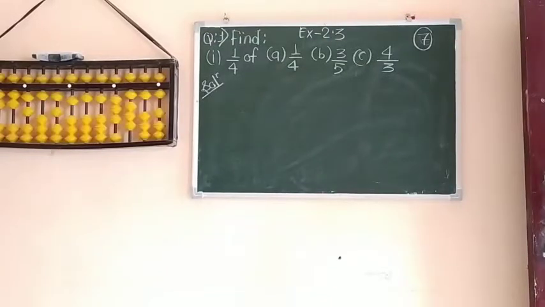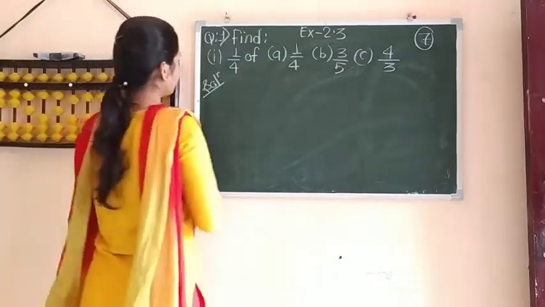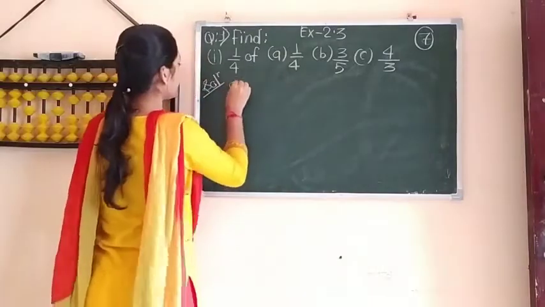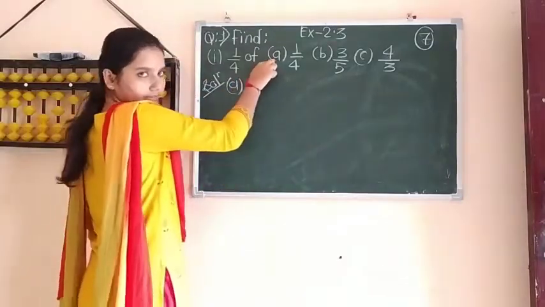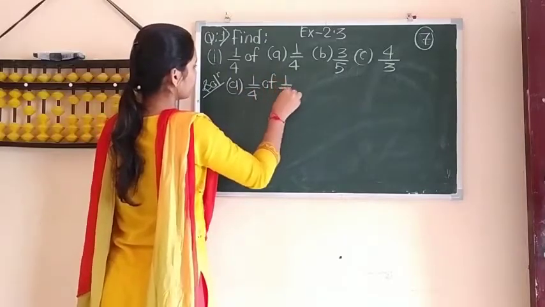So now we are going to start exercise 2.3, question number 1. First, there are 3 sub-questions. Okay, so one by one we are going to solve A. For A we are going to solve 1 by 4 of 1 by 4.